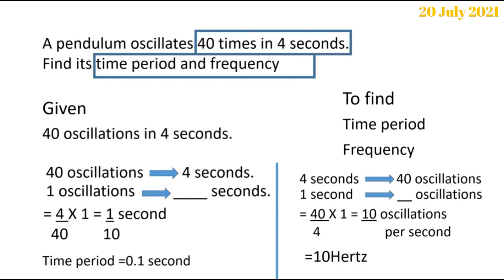Right? Now just compare the time period and frequency. Time period is 0.1 second. Frequency is 10 hertz. Can you conclude a relation with this? Again look at it. Frequency is 10 hertz and time period is 0.1 second. Is there any relation between the frequency and the time period?